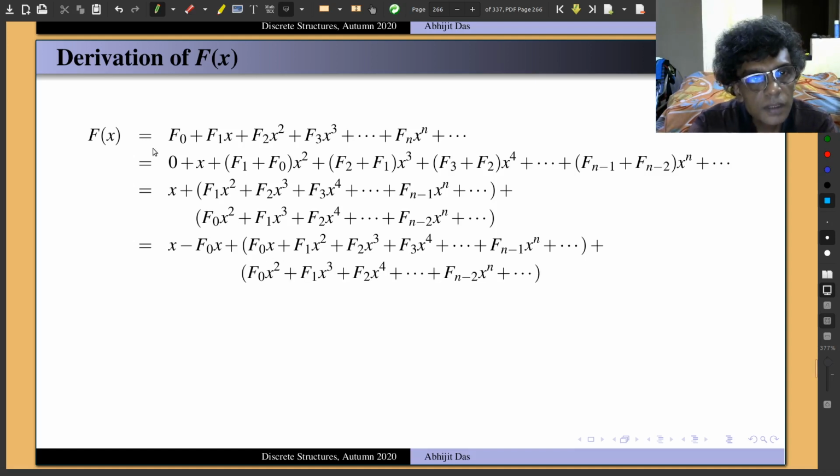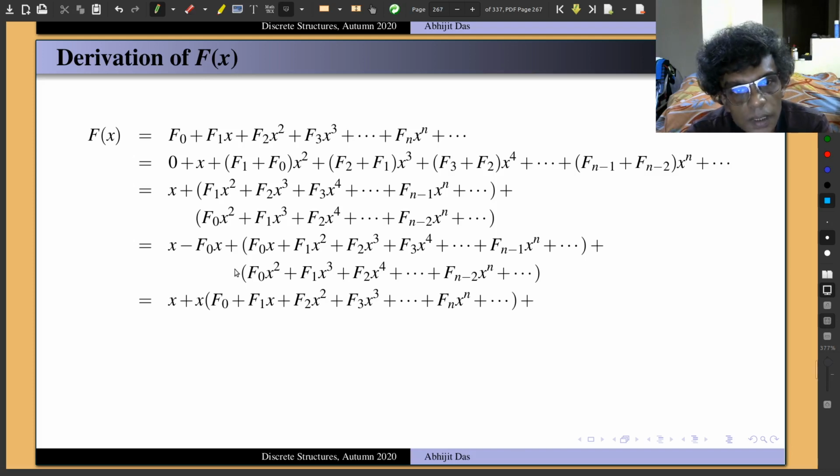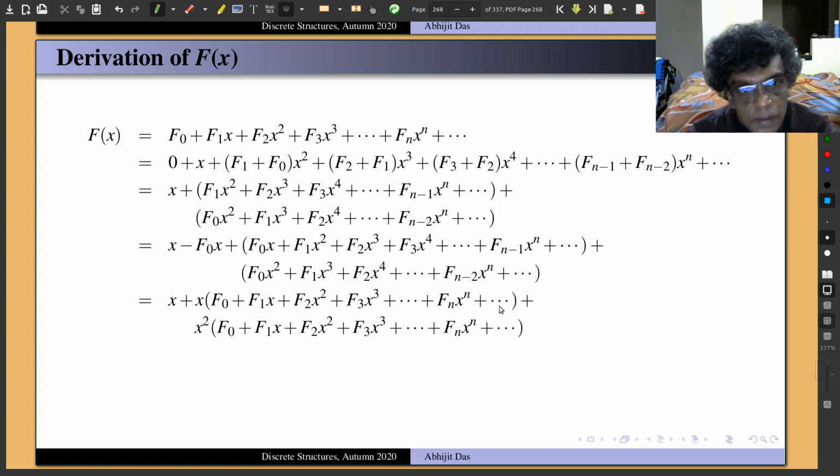Now this is once again the original sequence with just one extra power of x. This is also the same as f of x with two extra powers of x. So I can take one x common from this and one x square common from this in order to write this as this and the second one as this. But this is my f of x. This is again f of x. So this simplifies to x plus x f of x plus x square f of x.